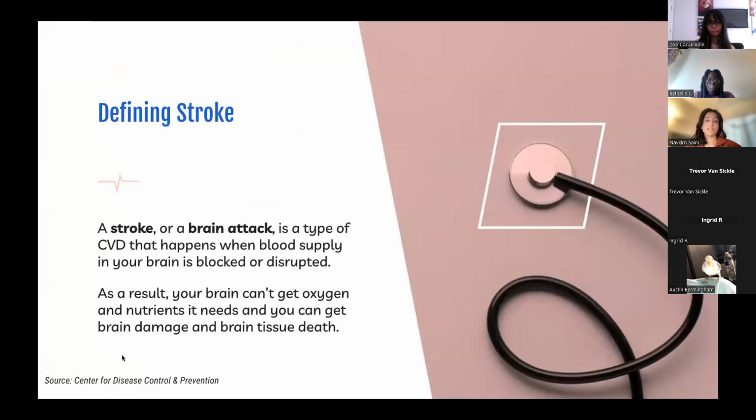When we take a look at stroke, we can see that it is also known as a brain attack. It's a type of CVD that happens when the blood supply in your brain is blocked or disrupted. As a result, your brain can't get enough oxygen or nutrients it needs, and it leads to brain damage and tissue death.